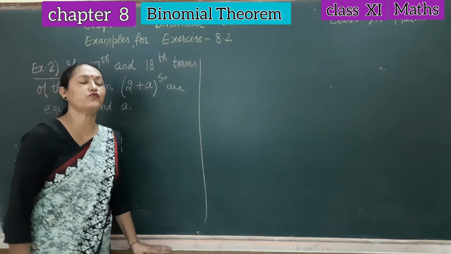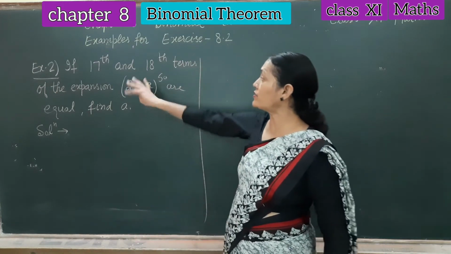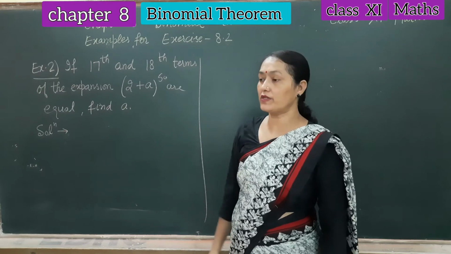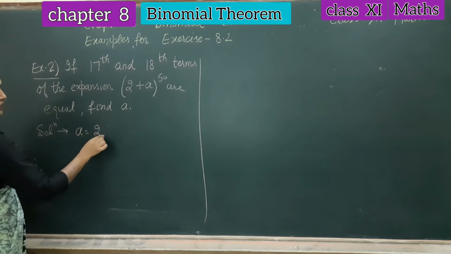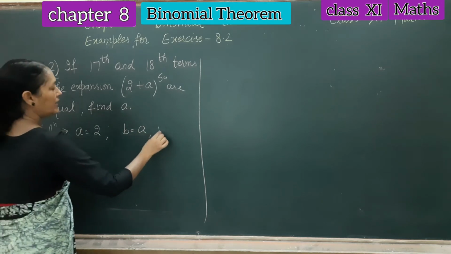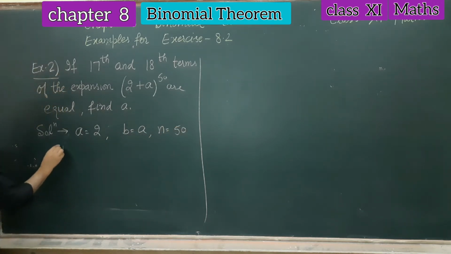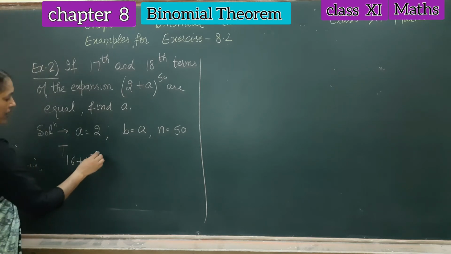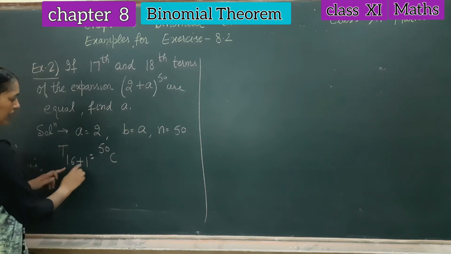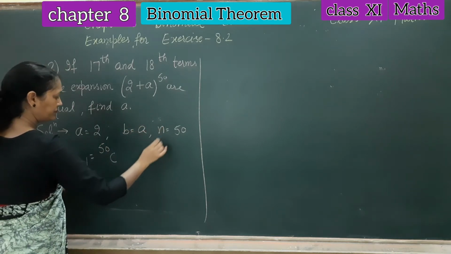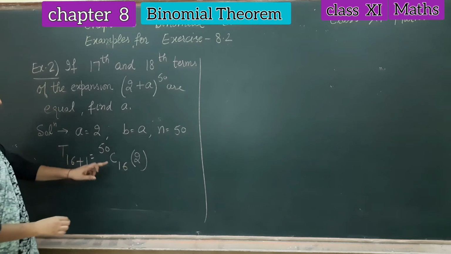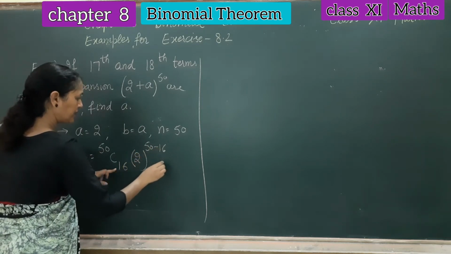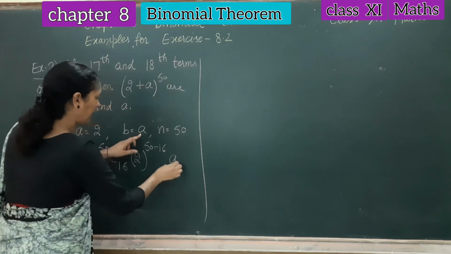Next example, they are saying to find a if the 17th and 18th terms of the given expansion are equal. For this, we will have to calculate the 17th and 18th terms. In this question, in place of a, 2 is coming, in place of b, a is coming, and n is 50. So when we say the 17th term, r would be 16, since 16 plus 1. Now, nCr is 50C16, where r is 16. Then a is 2 to the power n minus r, 50 minus 16, and b is a to the power r, where r is 16.